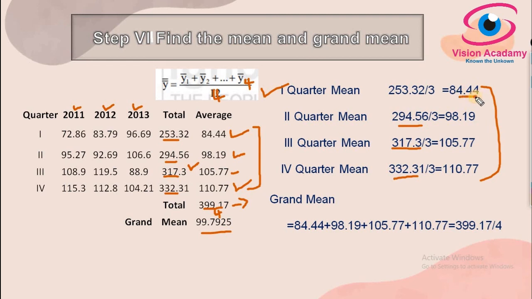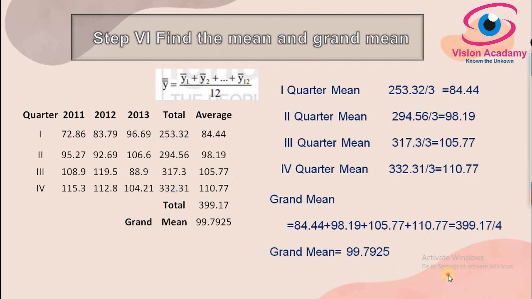This is 84.44, the first quarter mean, 98.19 the second quarter mean, the third quarter mean 105.77, and 110.77 the fourth quarter mean. This total is 399.17, divided by 4, the number of quarters added here. So the grand mean will be 99.7925, which is the grand mean. So finally we can find the seasonal indices.